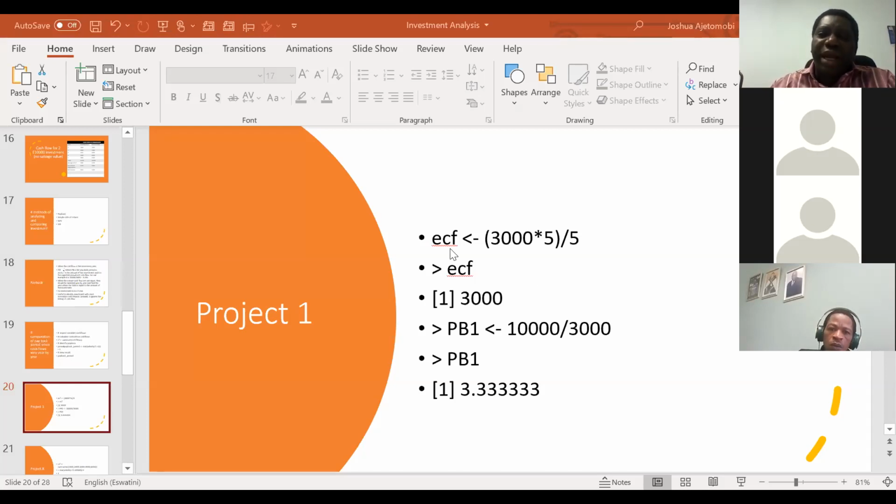So we have expected cash flow. The guy is making this 3,000 every year. So for 5 years, then you divide by the 5 years, you get 3,000. Then the amount of investment in the question was actually 10,000. So you divide by the expected net cash flow, which is 3,000. You get 3 1/3, which means the payback period is 3 1/3 years for that one.